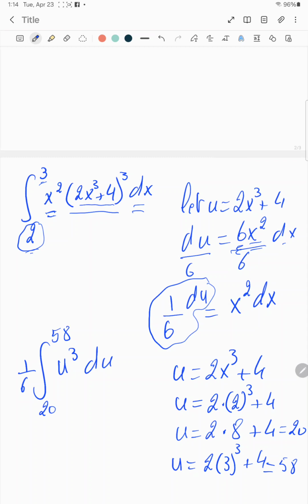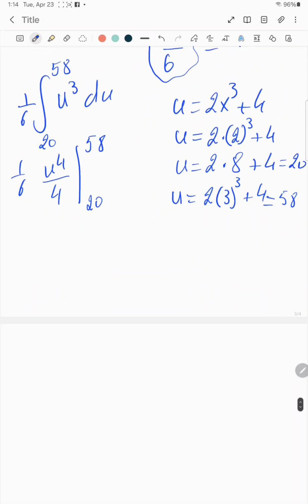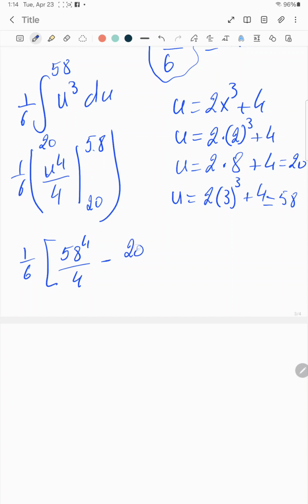And then that's easy to solve. It's 1/6 u to the power of 4 over 4, between 20 and 58. The first time I replace u by 58, and the second time I subtract it, replacing u by 20. So it's 1/6 times 58 to the power of 4 divided by 4 minus 20 to the power of 4 divided by 4. And the answer, I multiply it by 1/6, and that would be my answer.